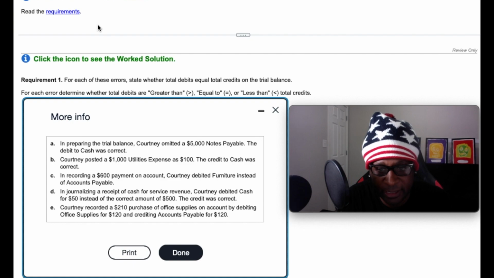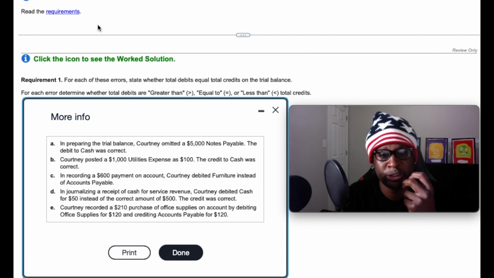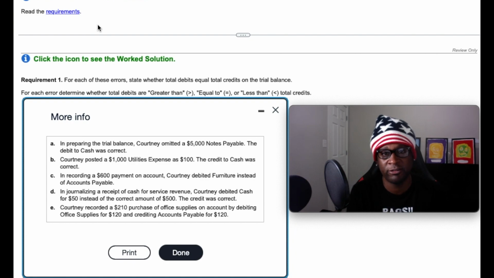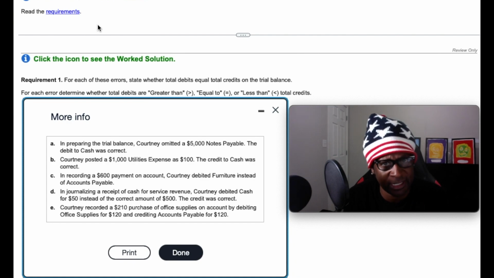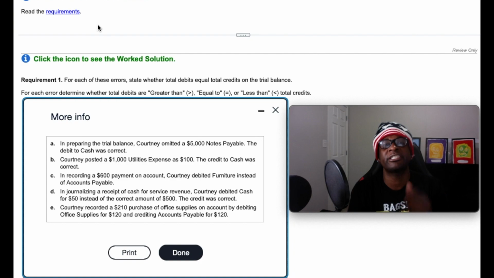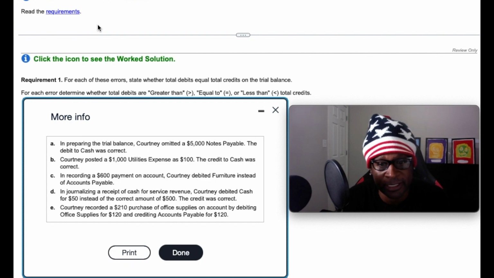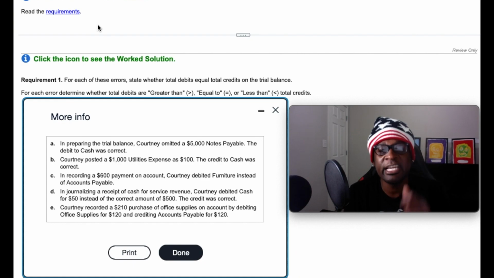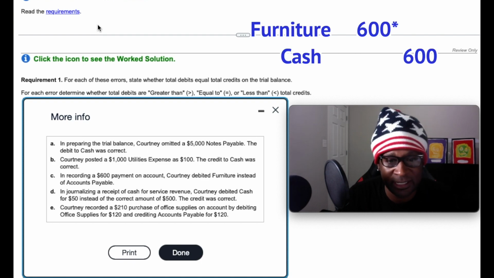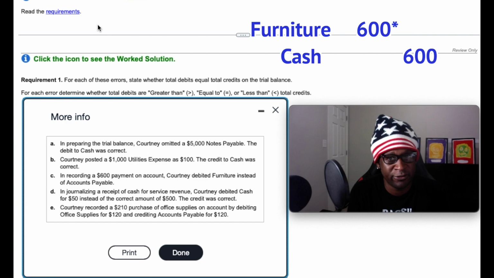It said that Courtney debited furniture instead of accounts payable, but she was supposed to record a payment on her account. So, what is the correct journal entry that she should have done? Recording a payment on her account, you're going to debit accounts payable, decreasing that liability, and credit cash, decreasing that asset as well. However, instead of her debiting accounts payable or lowering the liability, she increased her asset furniture instead. So think about that, gang. She increased the asset furniture instead.